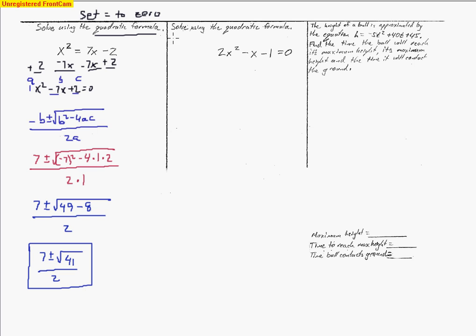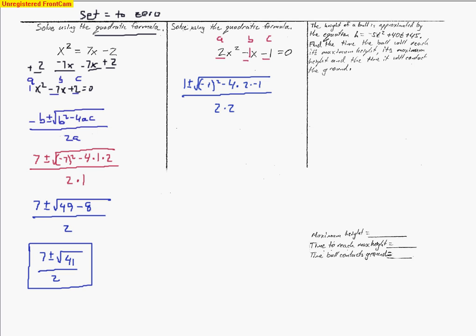Here we have it already set equal to 0, so we don't have to do any extra work. 2 is the a term. B term is negative 1. Watch the sign there. C term is also negative 1. And so we're going to just take those values and substitute them into our quadratic formula, which I wrote down over here. So the opposite of negative 1 is going to be 1 plus or minus the square root of negative 1 being squared minus 4 times a, which is 2, c is negative 1. And this is all over 2 times 2.